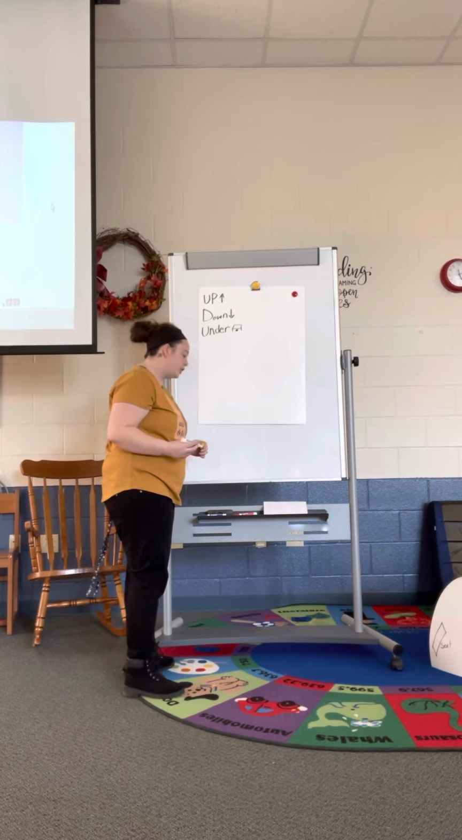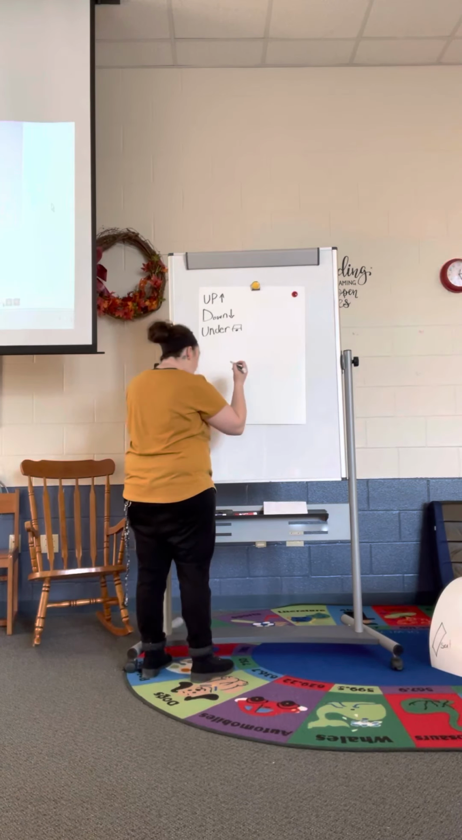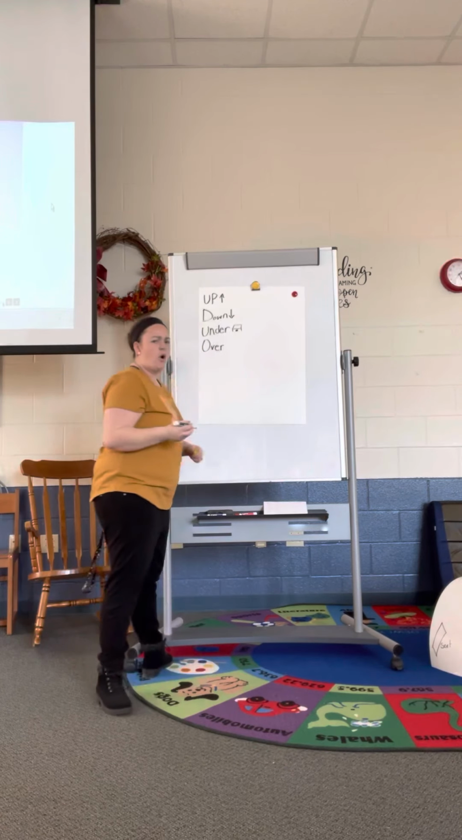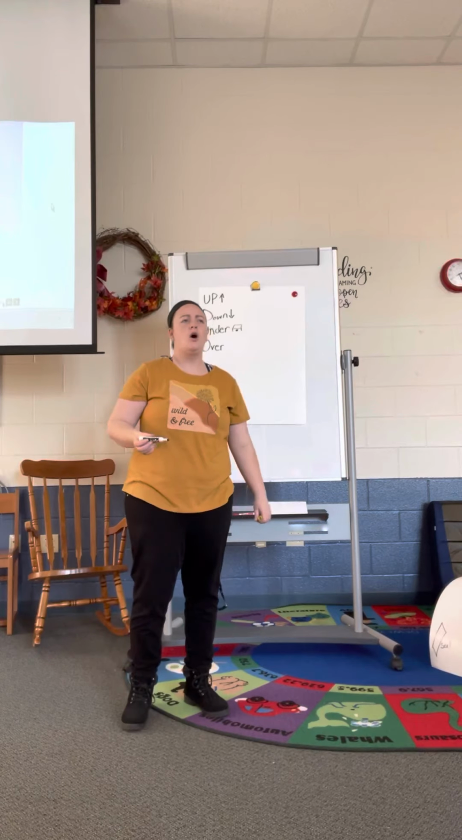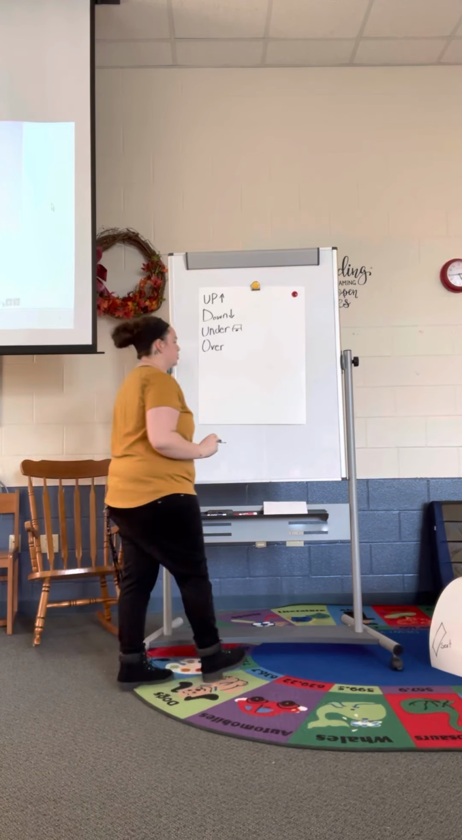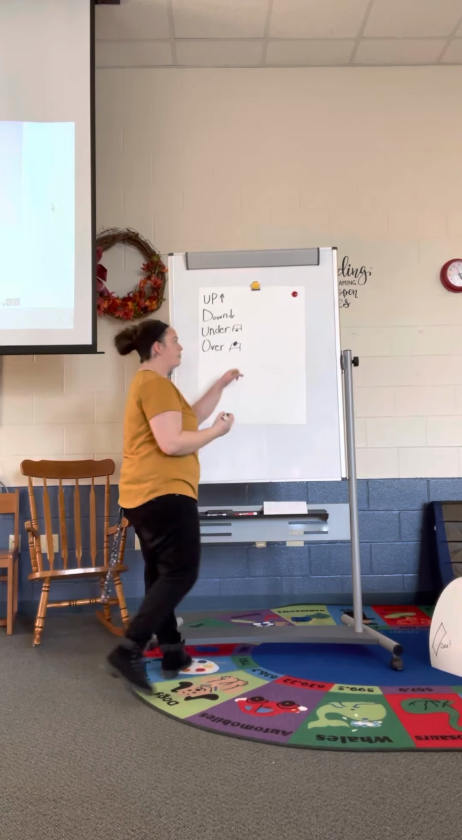Next, we're gonna do over. That's the opposite of under. So over. You've gotta go over a rock, or you gotta go over the hill to go find the treasure. So over, or over the table. All right, so it's over. Drawing a table with a little ball over top of it.